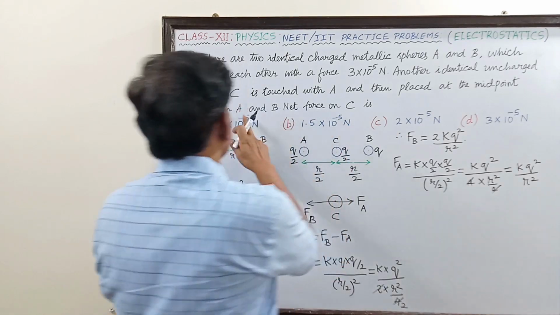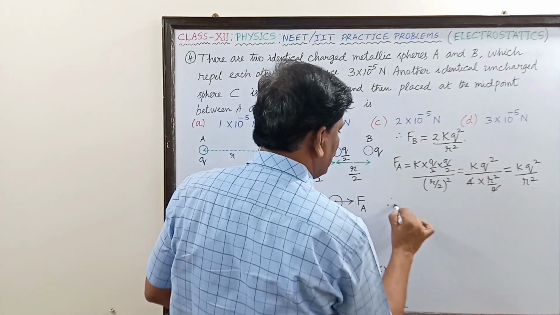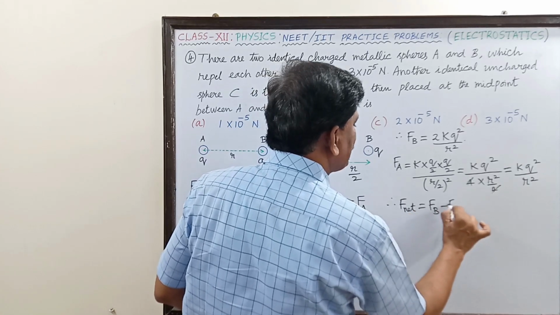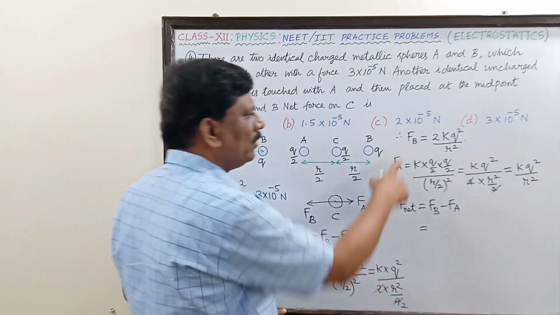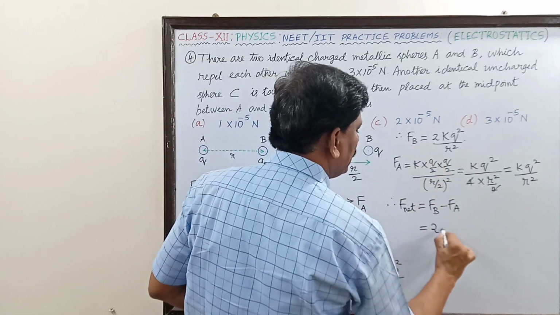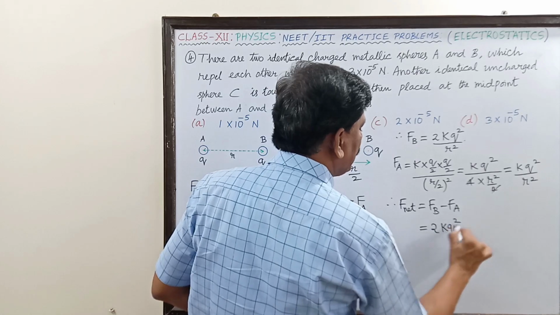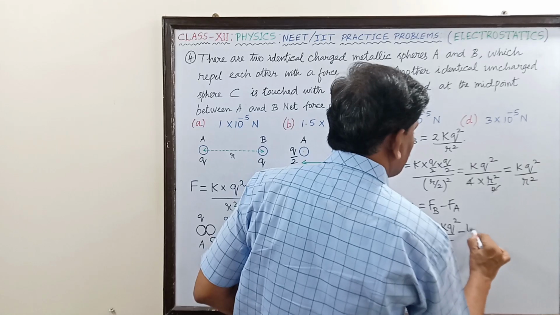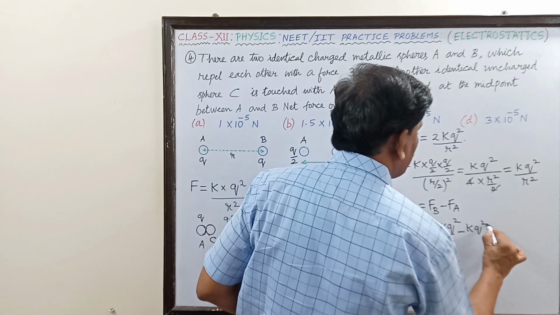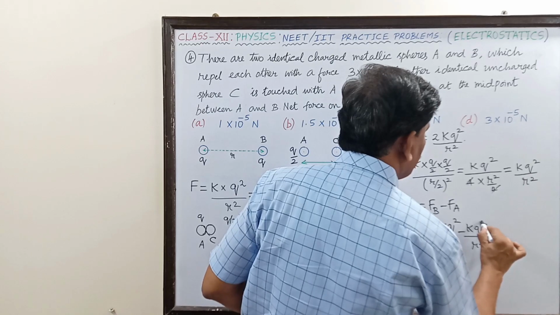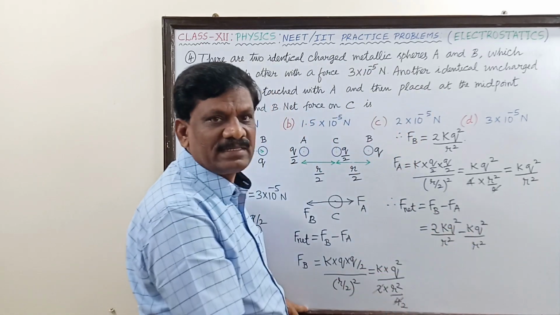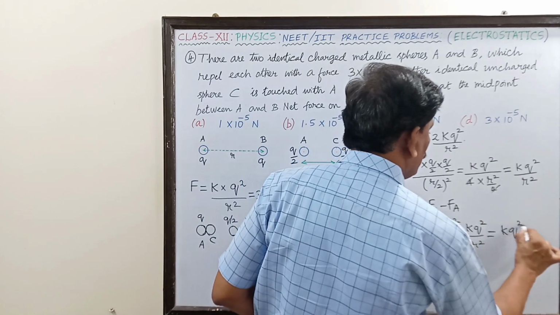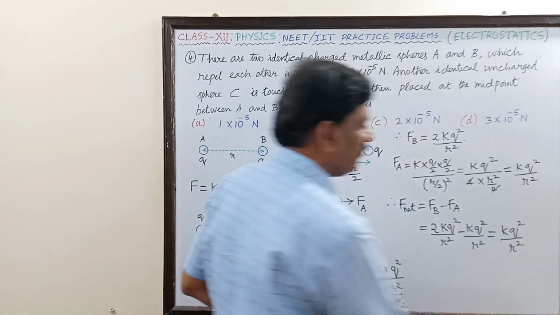So what is asked here? Net force on C is asked. Therefore, the net force acting on C is equal to what? FB minus FA. So this is equal to 2 into KQ square by R square minus KQ square by R square. So it is just like 2x minus x, that is equal to x itself. So this is equal to K into Q square divided by R square itself.